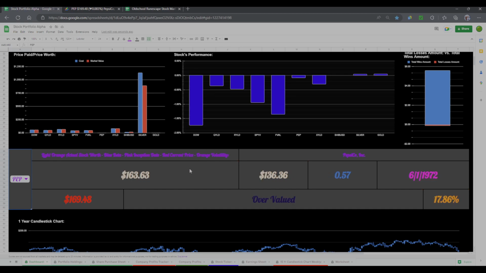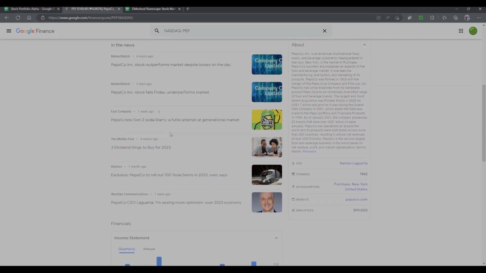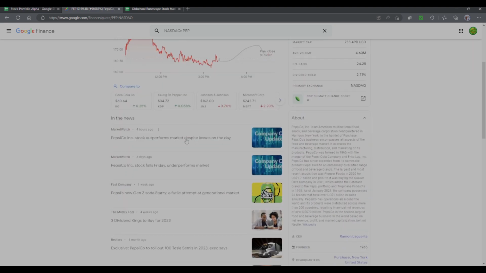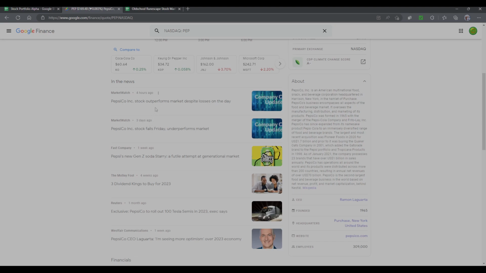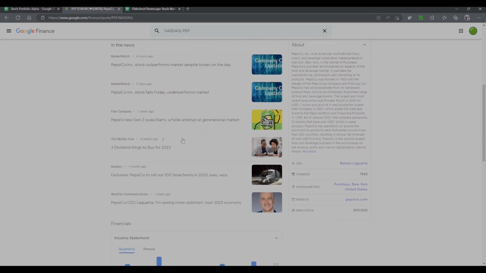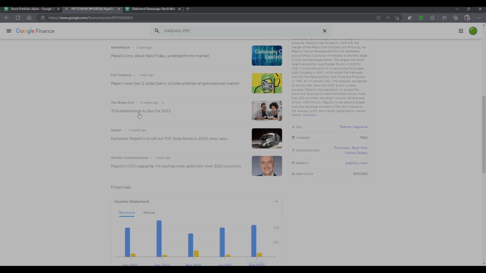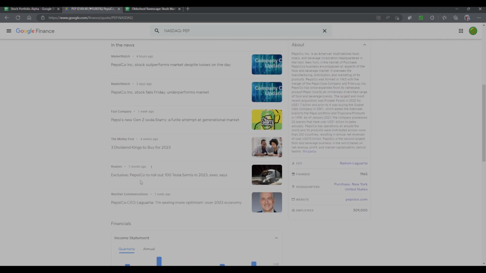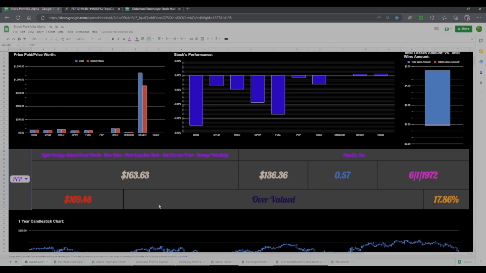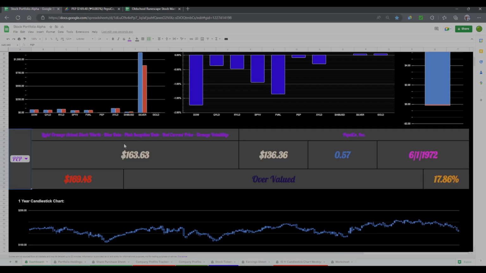Now, I wouldn't recommend investing solely based on the price. You want to keep an eye on, like if you have Google Finance, this is pretty easy. So just watch the news and stuff and see the stock outperforms market despite losses on the day. Stock falls Friday and underperforms on the market. And then they're creating new generations of soda. Three dividend kings. So I'm taking that's probably a dividend king. So you gotta watch that when you're buying the stuff. It'll tell you news and updates of what's been going on with the company.